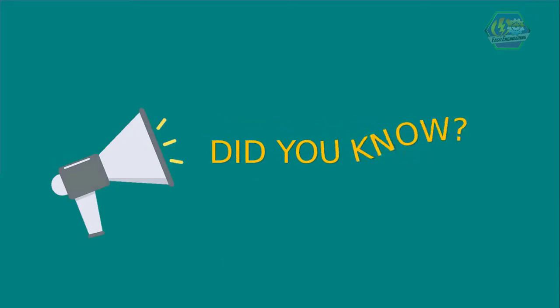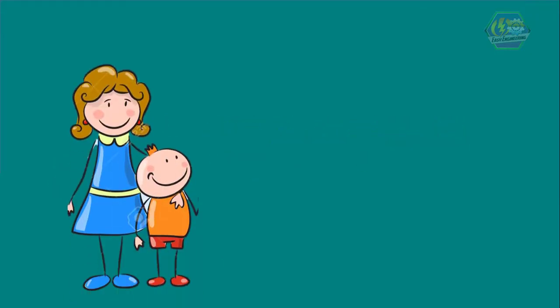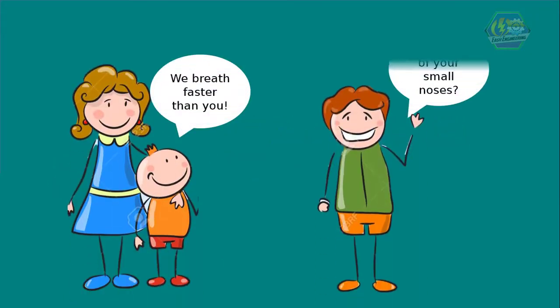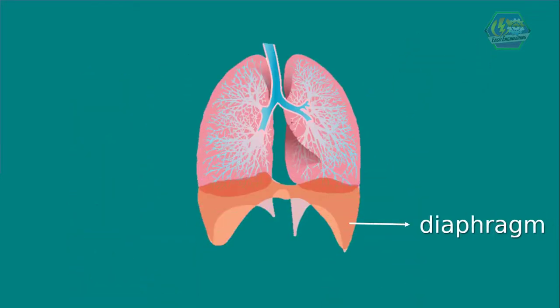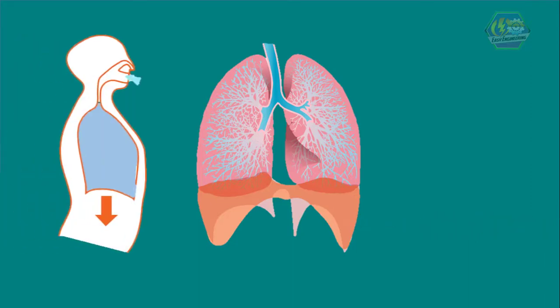Fun fact, learners, did you know that children and women breathe faster than men? Is it because of their smaller nose? Well, who knows? So what is the respiratory system composed of? It contains the diaphragm, which is used to help us breathe. When we breathe in, air is forced through the mouth or nose, down the windpipe into the bronchial tubes and into our lungs. Then the lungs collect the oxygen from the air we breathe.